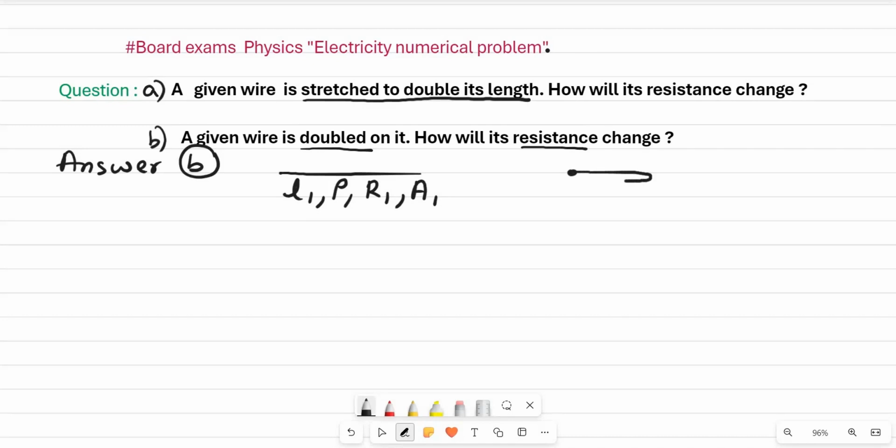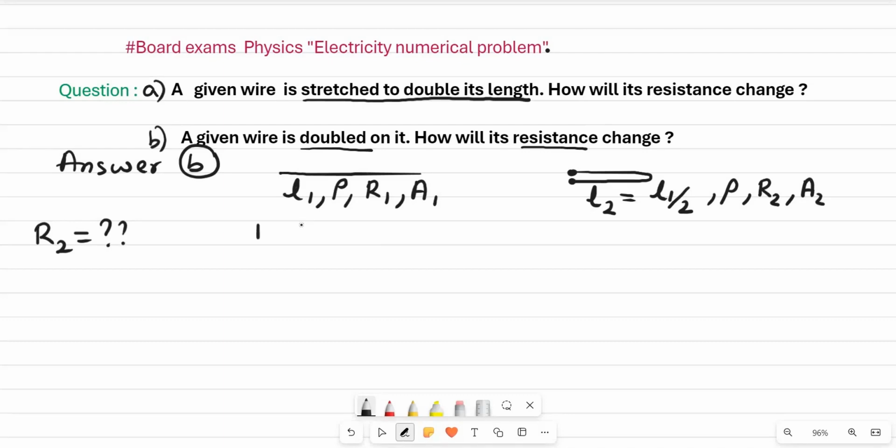Doubled on it means it was folded over itself. This is called doubling on it. In that case, it has a new length L2. When you fold a wire holding the two end points, the length becomes half of the initial one. So L2 is half of L1, that is L1 by 2. The material is the same, but the resistance has to change. Why? Because length is reduced and area also changes. It becomes in fact thicker. So the area is A2. Now we have to find what happens to the new resistance, R2, in terms of R1.